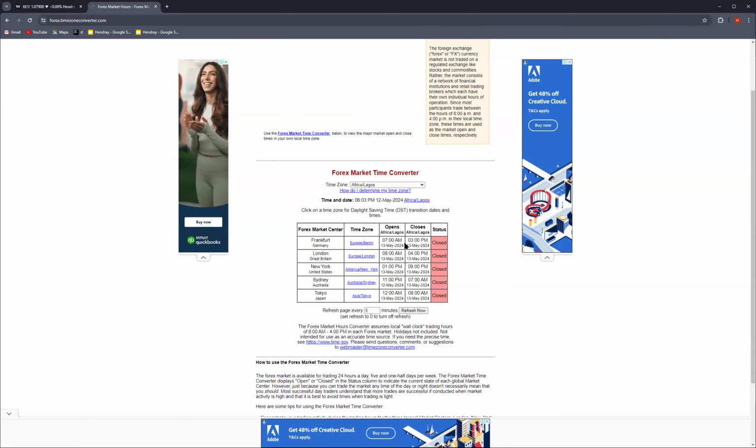Now look at this. Frankfurt opens presently by 7 a.m., closes by 3 p.m. Now look at all of this. You would see that when Sydney closes at 7 a.m., that is exactly where Frankfurt opens. So that is why it is not something to talk much about. Where Tokyo closes at 8 a.m., that is when London opens, 8 a.m., nothing to talk about.